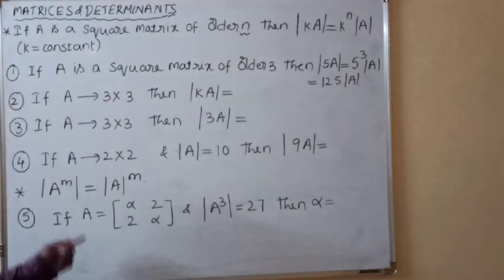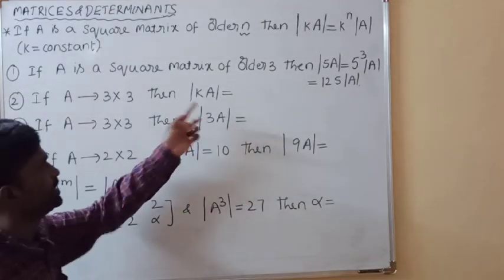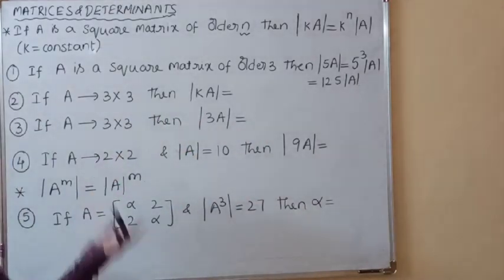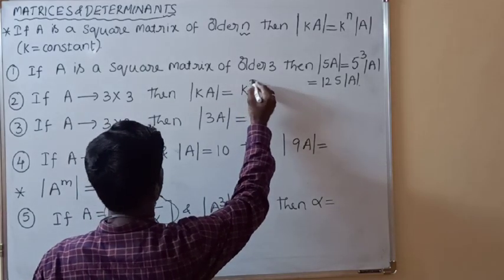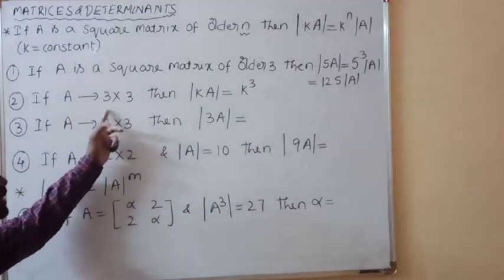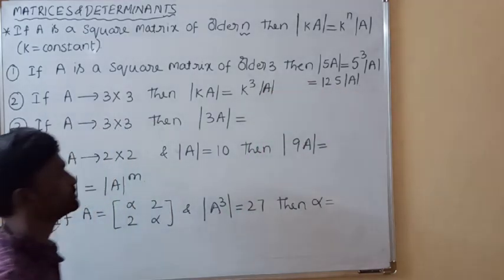Okay. Next, the second problem: A is a square matrix of order 3 by 3. Then what is det kA? Direct formula only. Again here the n value is how much? 3. So what is the answer? k power n. What is the n value here? 3. So k cube into det A. Over.